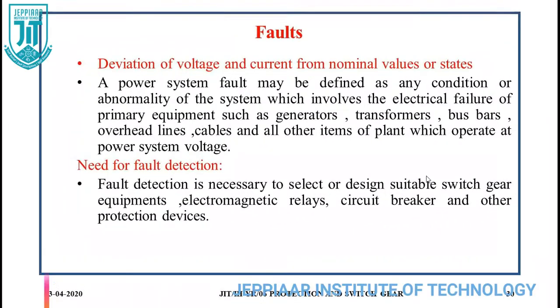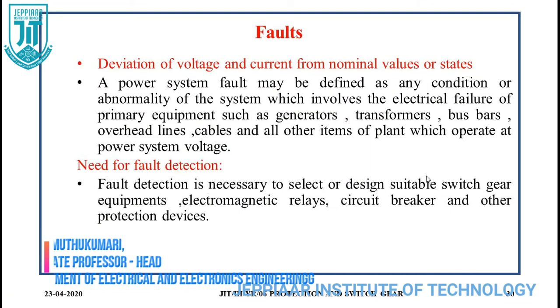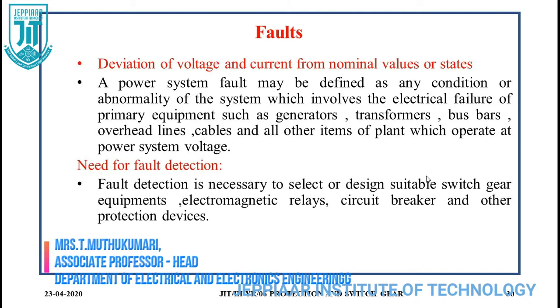Types of fault. What is meant by fault? A fault in a power system is a deviation of voltage and current from nominal values or state. A power system fault may be defined as any condition or abnormality of the system which involves the electrical failure of primary equipment.